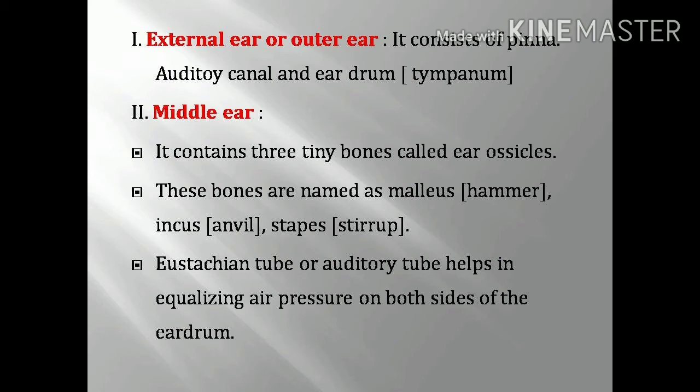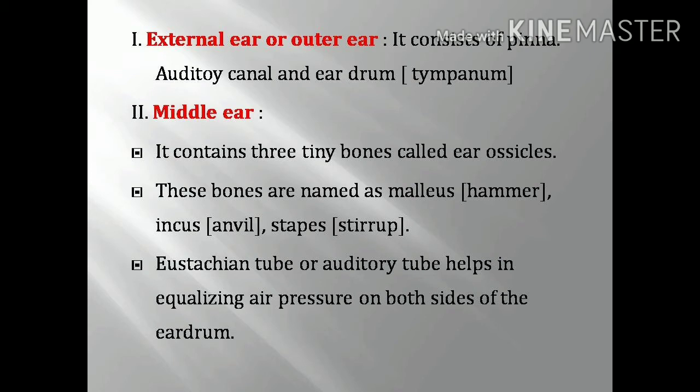The middle ear contains three tiny bones called ear ossicles. These bones are named malleus, also called hammer, incus, also called anvil, and stapes, also called stirrup. Malleus, incus, stapes, or hammer, anvil, stirrup. These are the bones present in the middle ear region. Together we call them the ear ossicles.